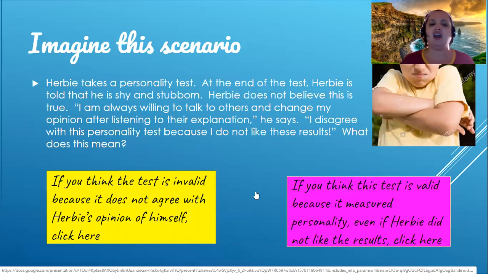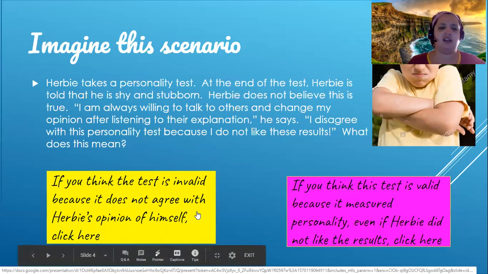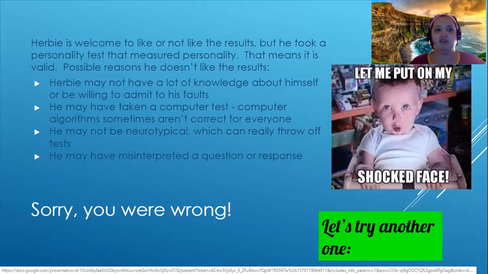Which one? Well, if Herbie says that he's a person who's willing to listen to others and change his opinion, I'd say he's not shy and stubborn. So let's try this one. Let's say the test is invalid because it doesn't agree with Herbie. Uh-oh. Sorry, we were wrong there. Why? Because if Herbie doesn't like the results, but he took a personality test and it measured what it said it would, personality, that means the test is valid. Now, whether or not he liked the results, whole other story. Did it measure personality? Yes. Even if you're saying, but it measured personality incorrectly, it still measured personality, right?